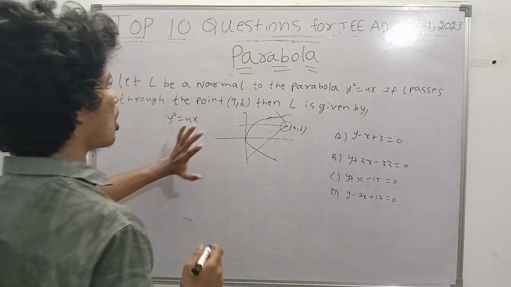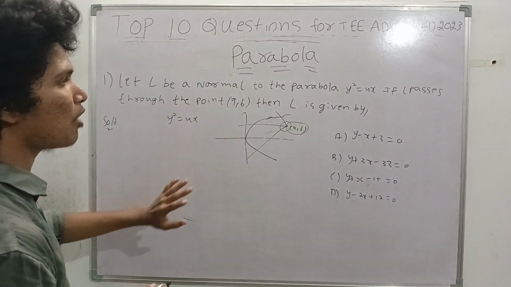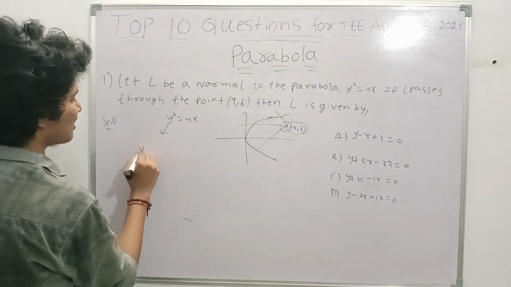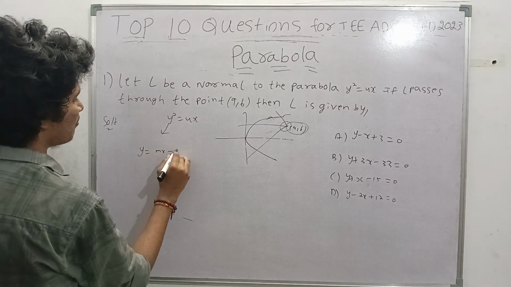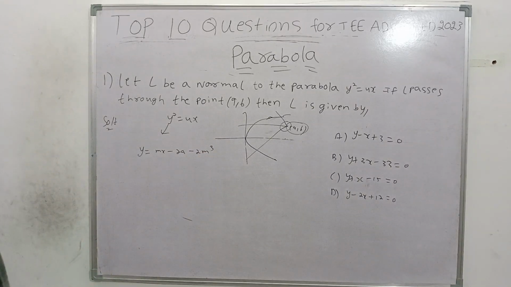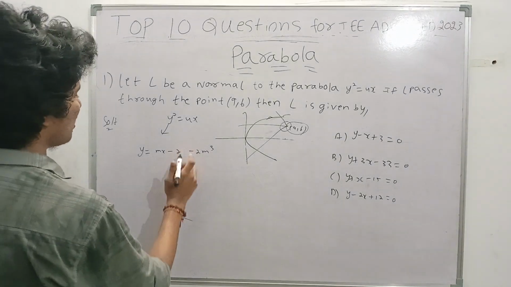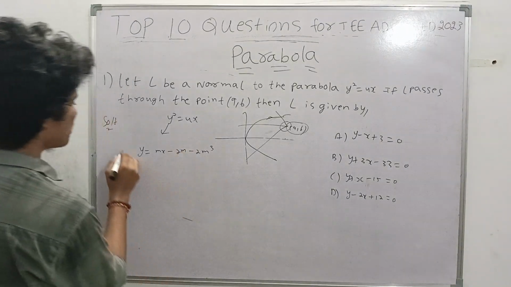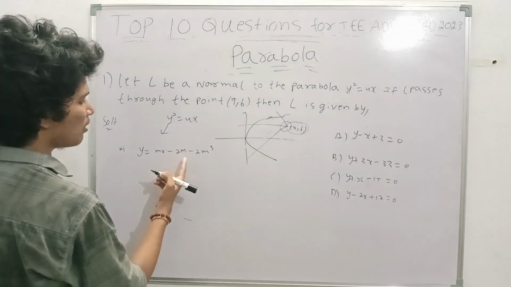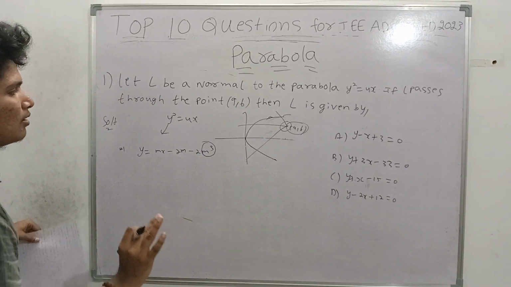So you can find the normal equations by just knowing the 1 point, because in parabola there is a property that the normal equation resembles this: y equal to mx minus 2am minus am cube. This is the normal equation for the parabola y square equal to 4ax. So it is a cubic polynomial in m, so there will be 3 normals.